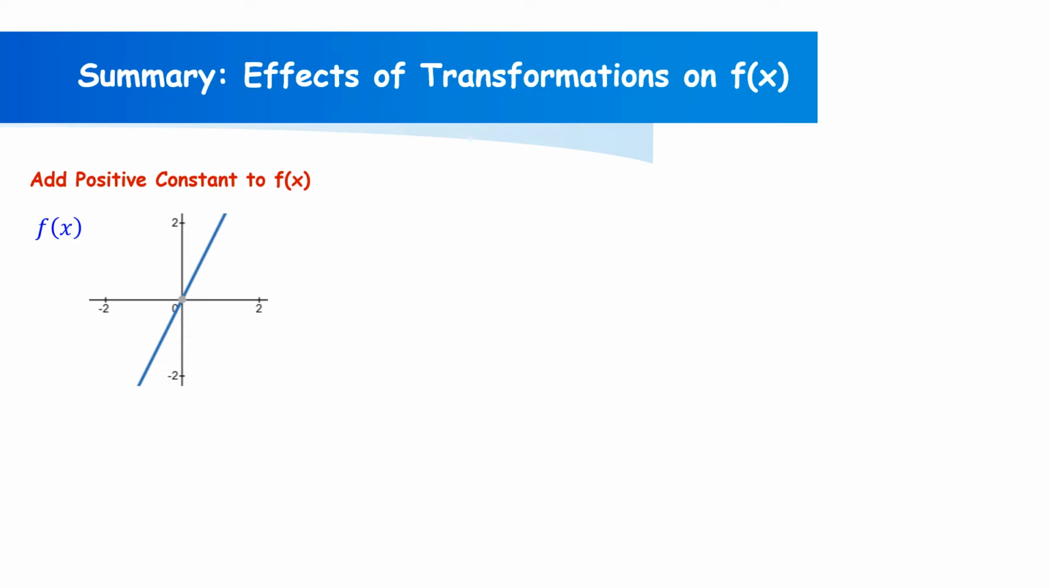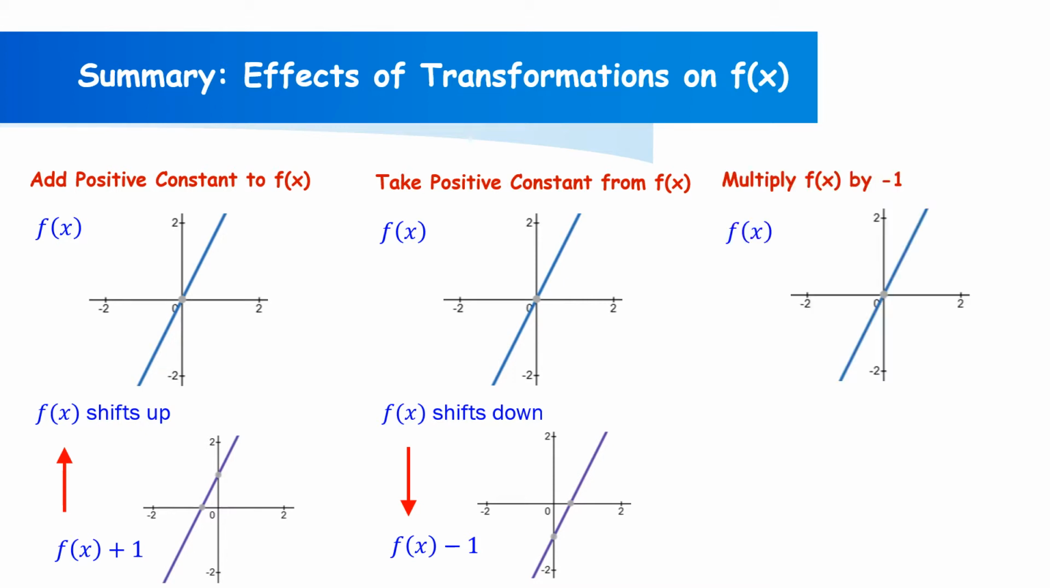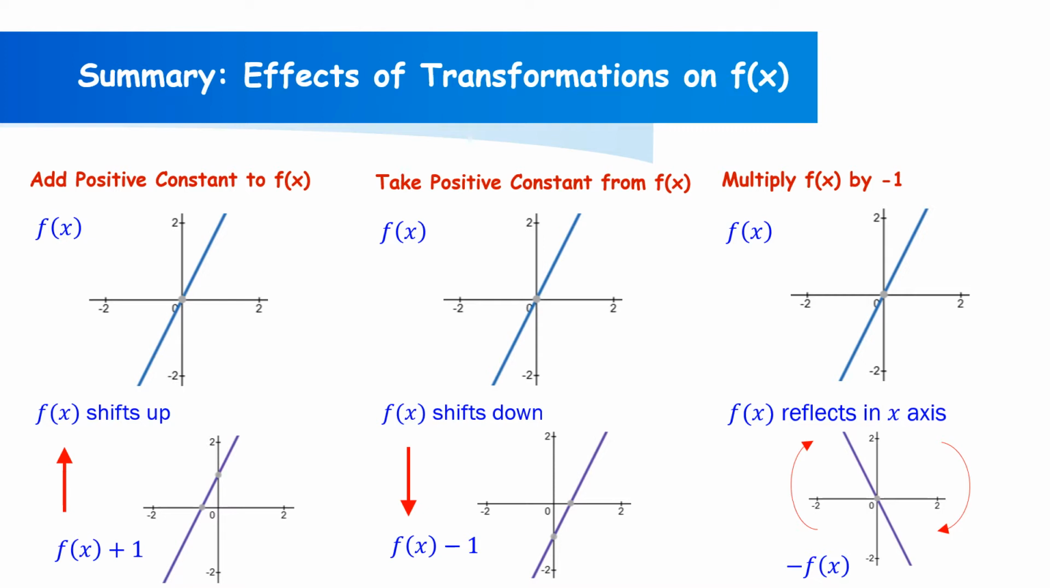What happens when we add a positive constant to f of x? F of x shifts up. And if we take a positive constant from f of x, it shifts down. And how about if we multiply f of x by -1? F of x reflects in the x-axis.